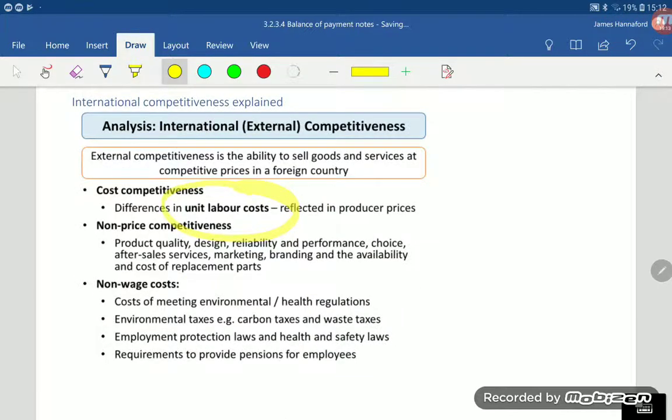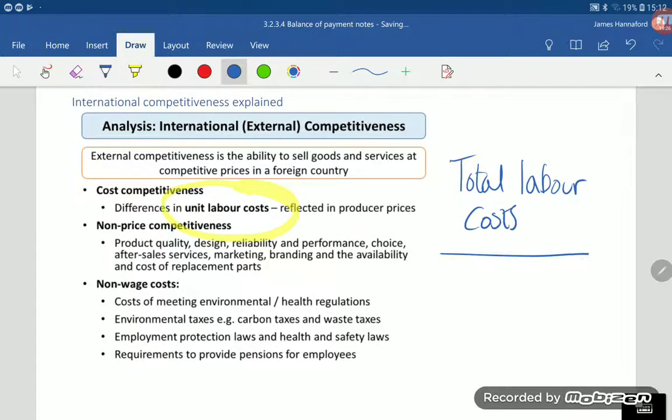On this slide, I've highlighted the importance of unit labour costs. Unit labour costs are total labour costs over output. Now, to note here, you could plug in some numbers if you so wished. Let's put that equals ULC.